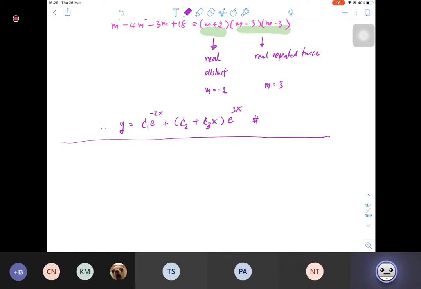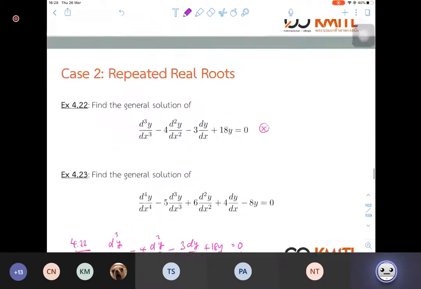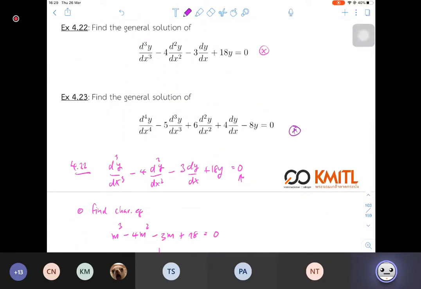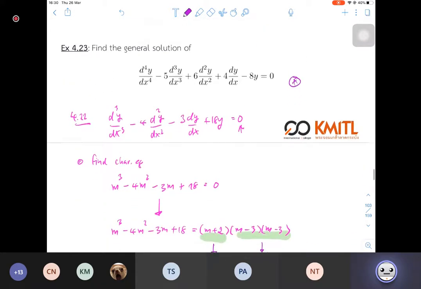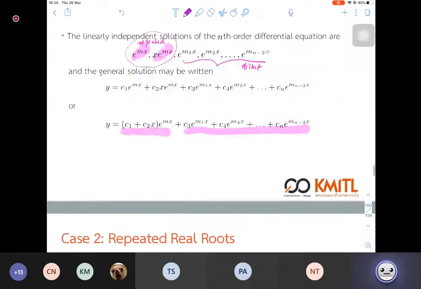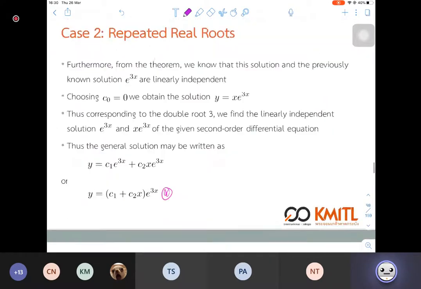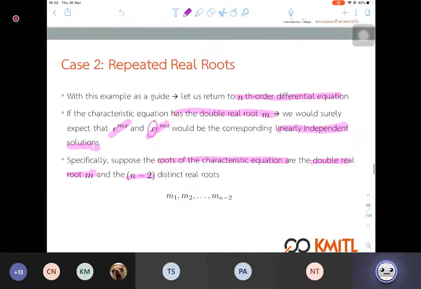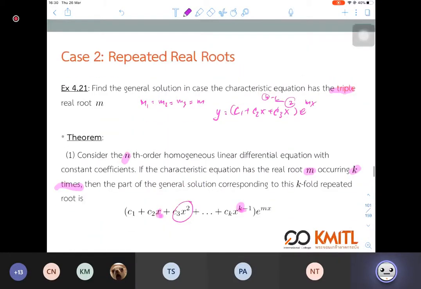All right, I think we stop here. There's another one here, it's fourth order. It's quite tedious, so let's just leave it here. Anyway, today we just completed 2 out of 3 cases. We completed the distinct real root case and also the repeated real root case.